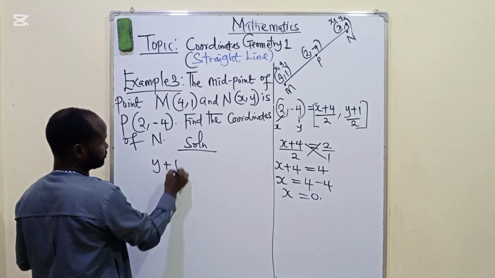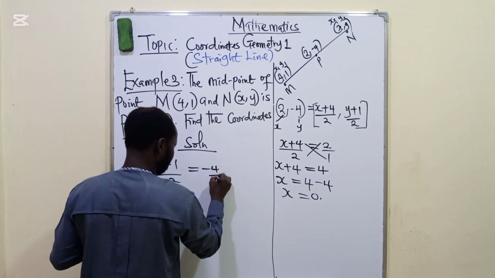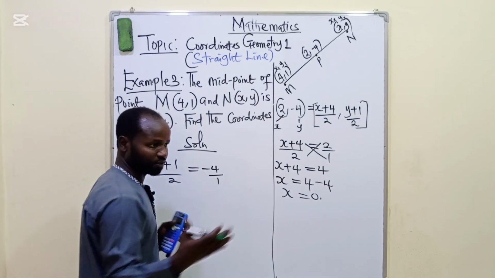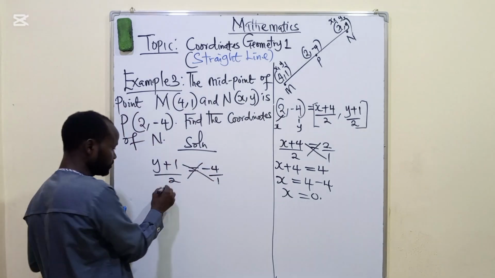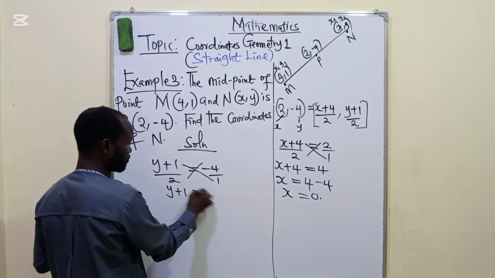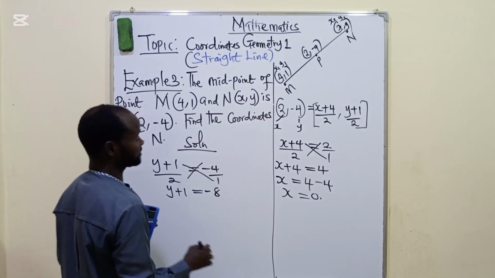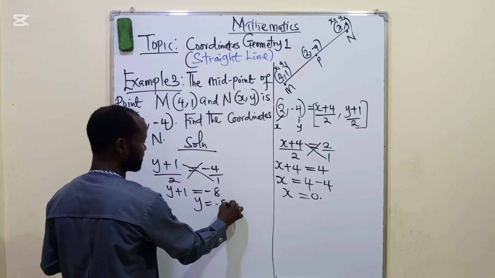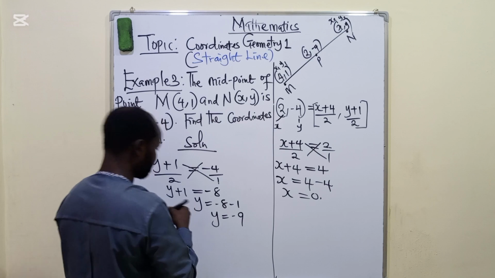(y + 1) divided by 2 will be equal to -4. This is divided by 1 because any whole number has a denominator of 1. So at this point we cross multiply. 1 multiplied by (y + 1), that will be y + 1 will be equal to 2 times -4, that will be -8. Next we collect like terms. This will be y equals -8 minus 1. y now will be equal to -9.